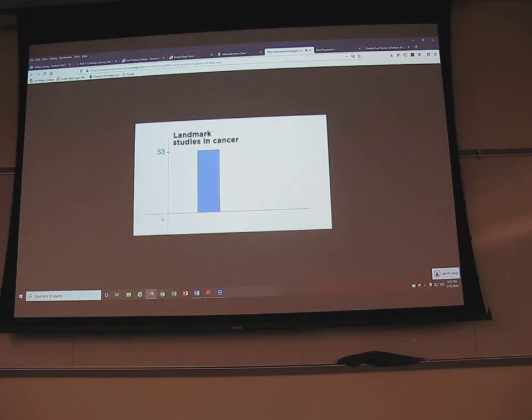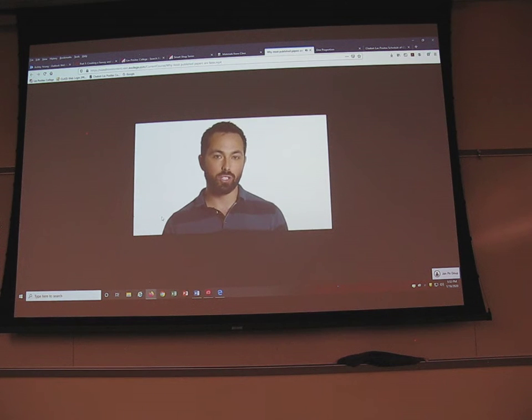An attempted verification of 53 studies considered landmarks in the basic science of cancer only managed to reproduce 6, even working closely with the original studies' authors. These results are even worse than I just calculated. The reason for this is nicely illustrated by a 2015 study showing that eating a bar of chocolate every day can help you lose weight faster.